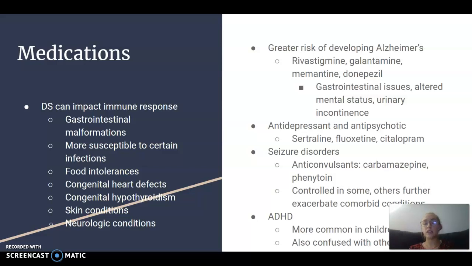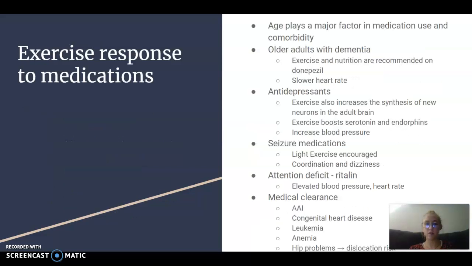And then ADHD, it is more common in the children with Down syndrome than compared to the adults with Down syndrome. It's just not always diagnosed because other behaviors in children with Down syndrome resemble ADHD symptoms. And then some prescriptions written for those would be Adderall, Ritalin, Dexedrine. And then response to medication. Age plays a major factor.